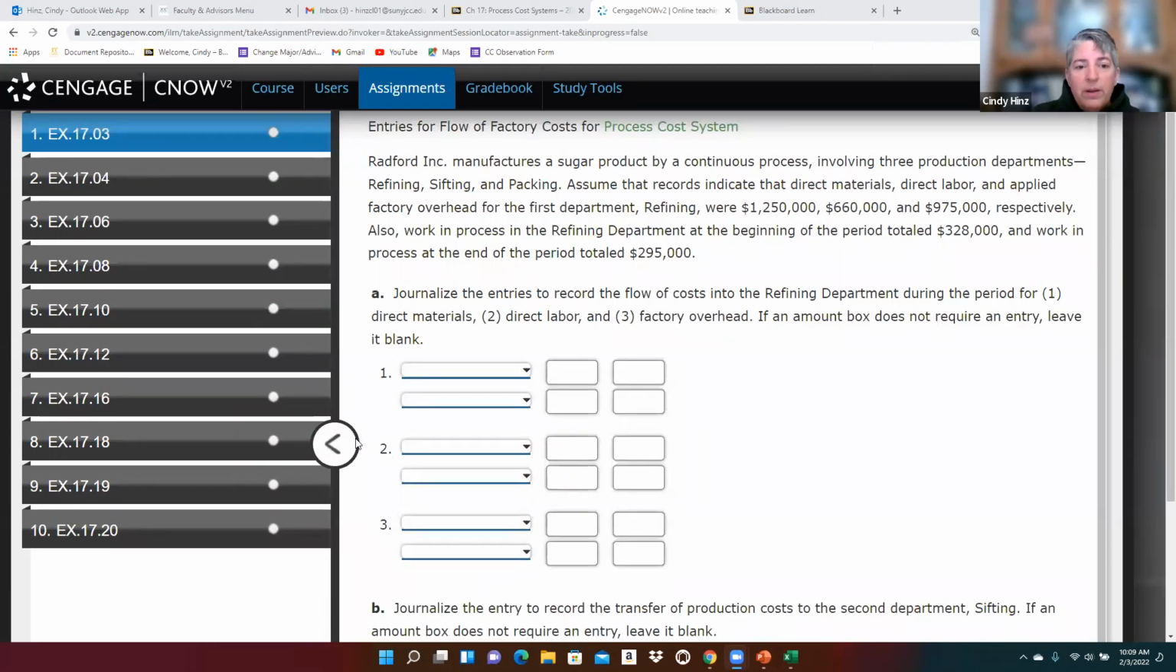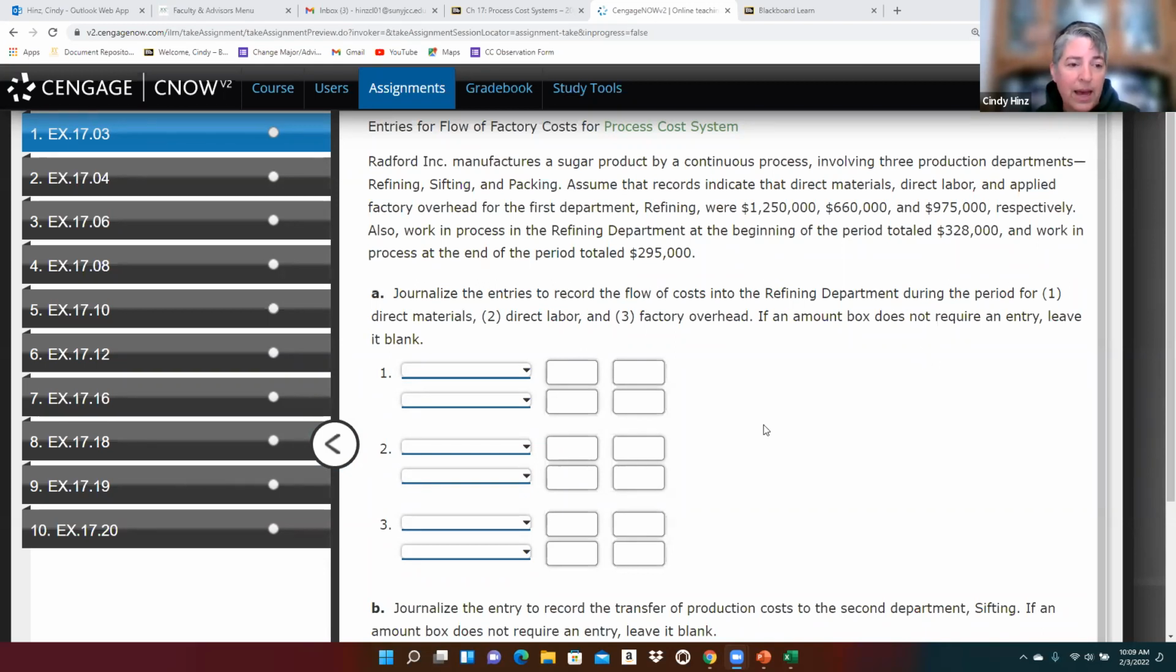Radford Incorporated manufactures a sugar product by a continuous process. I'm not going to read the whole thing again, but we know that we're looking at the refining department for these entries. We're asked to journalize the entries to record the flow of costs into the refining department during the period.